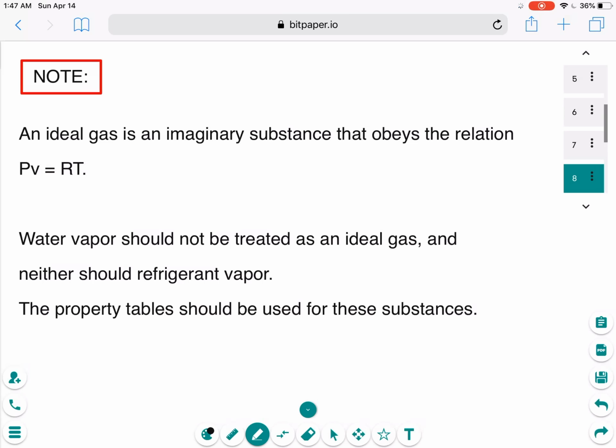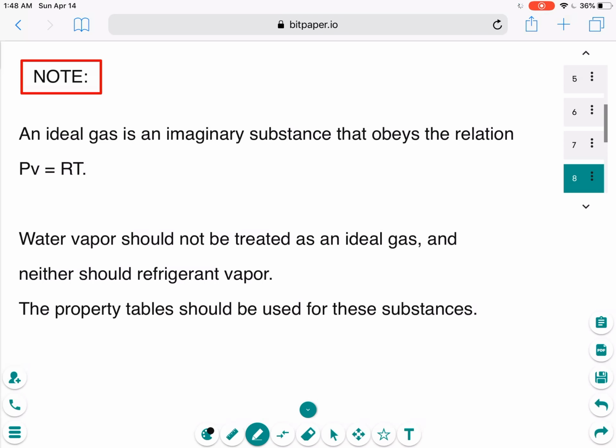Now, a note: an ideal gas is an imaginary substance that obeys the relation PV equals RT. So an ideal gas actually does not exist. It's a concept, and real gases, under given conditions, can approach the behavior of an ideal gas, but they can never actually behave as an ideal gas. It's just not possible.